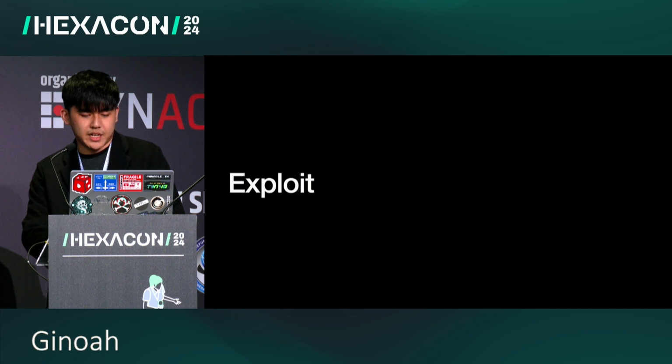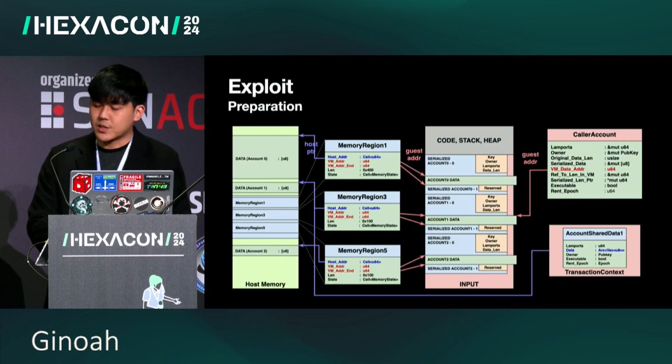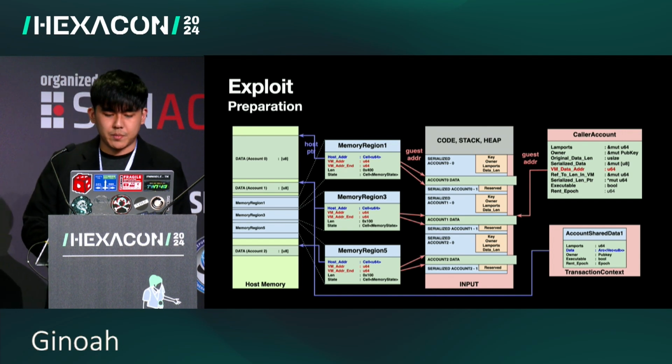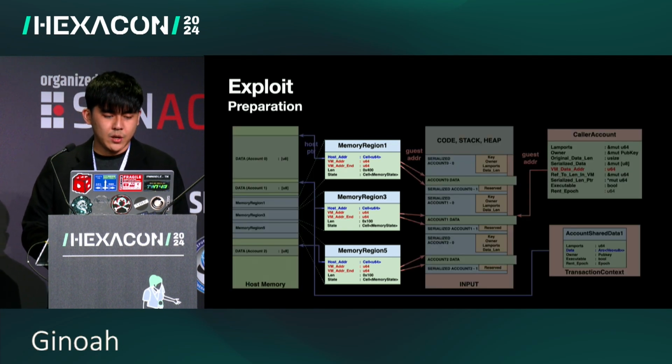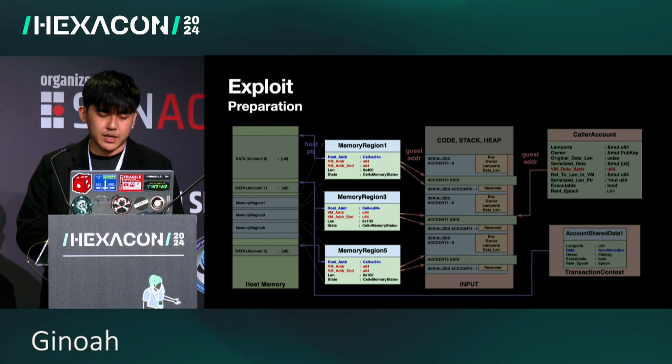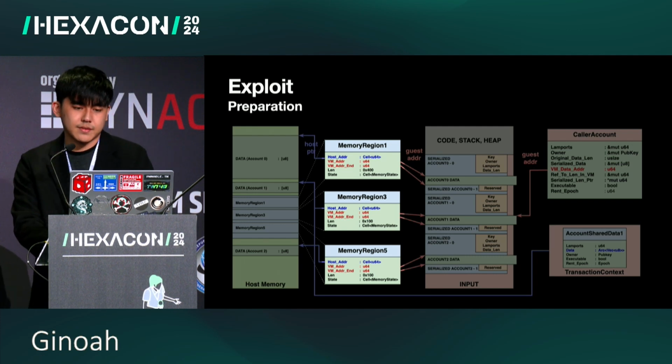Here's the detailed step to gain arbitrary memory rewrite primitive. First, we need to prepare 3 accounts owned by the attacker program. Here's the initial state. We omit memory regions irrelevant for the exploit and only show memory regions 1, 3, and 5, which correspond to the account data buffers that we'll be using.